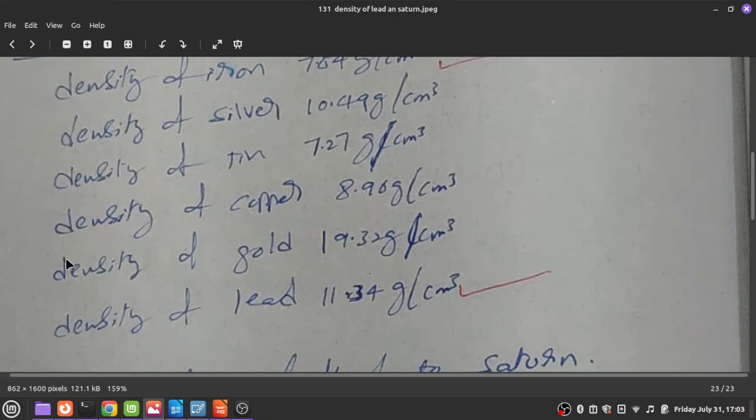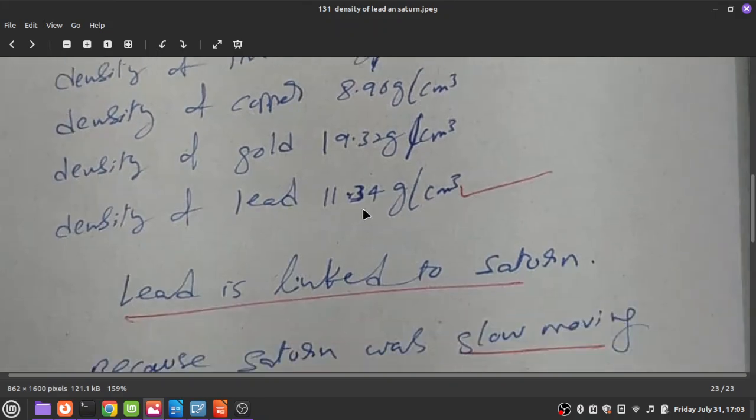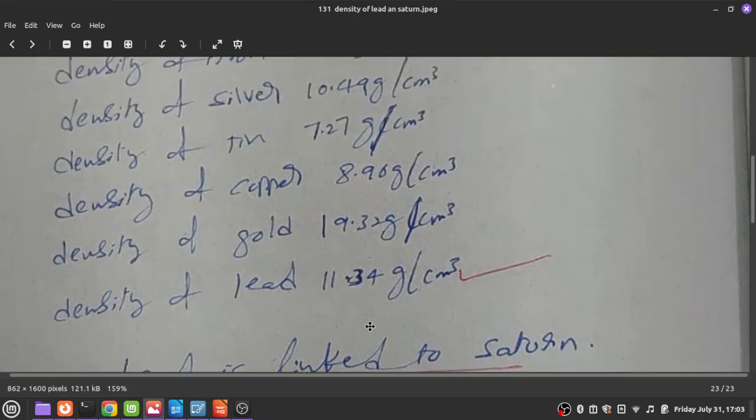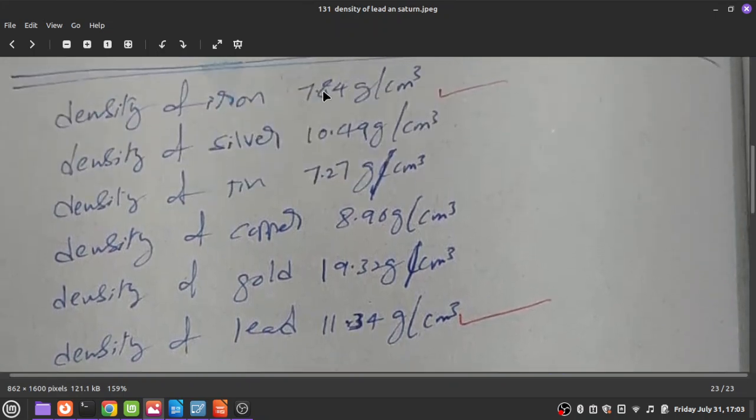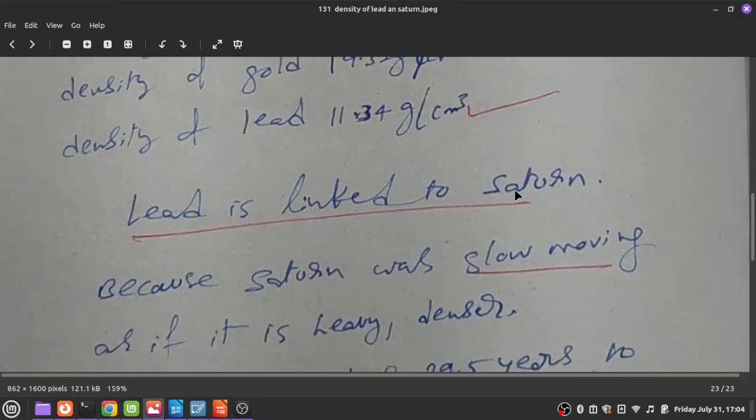But gold is rarely available, so remove it from this list. If you remove gold and compare all the other values, among all the metals only lead has the largest density. Iron is 7.84, but lead density is 11.34 grams per centimeter cube. Therefore, lead is linked to Saturn.